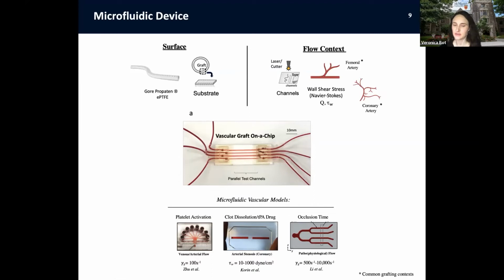I achieved this using a sort of unique bonding method. And this ended up being a very versatile approach that very successfully captured those two pillars of Virchow's triad, not only the presence of surface, but also the presence of flow. And both of those variables could be tailored depending on your investigation of interest. So I called this a vascular graft on a chip, which is quite interesting.